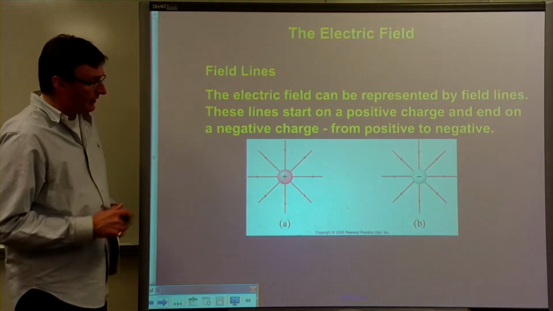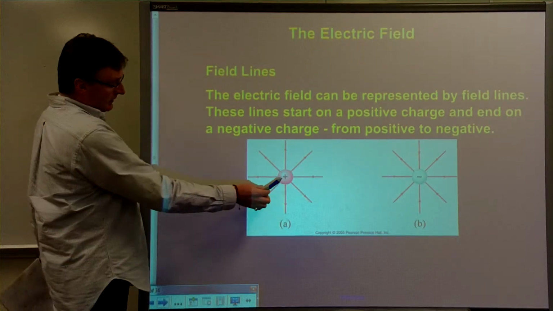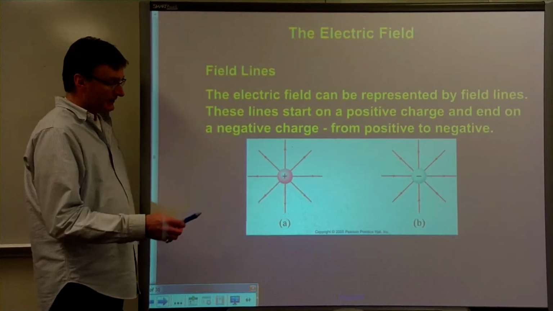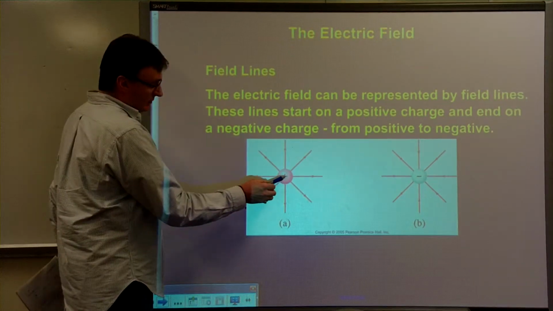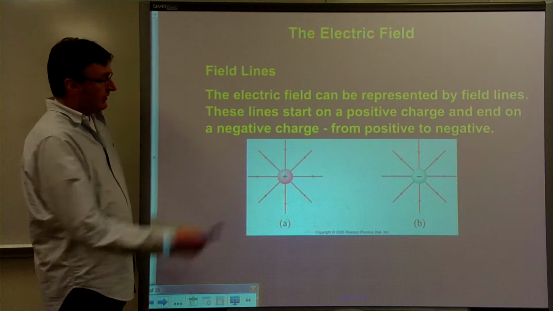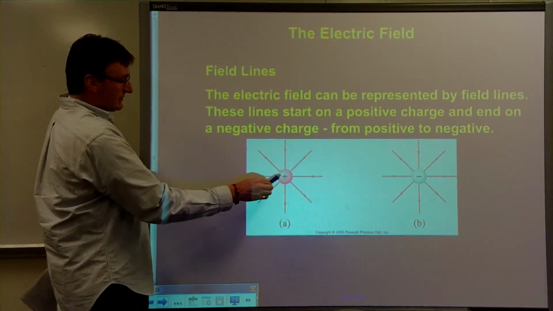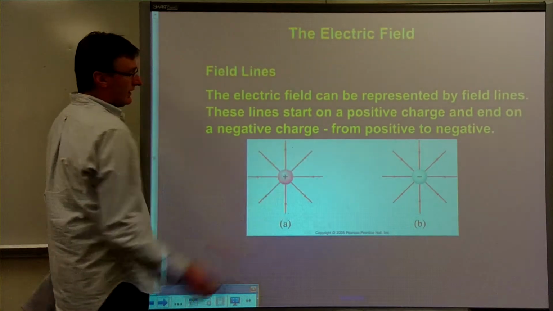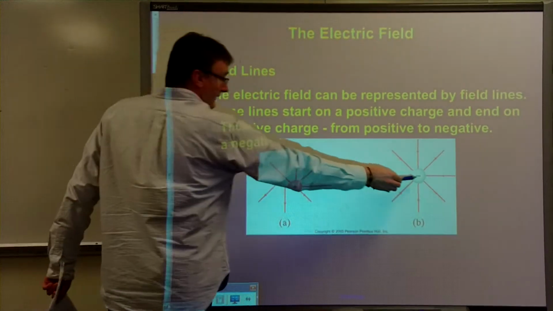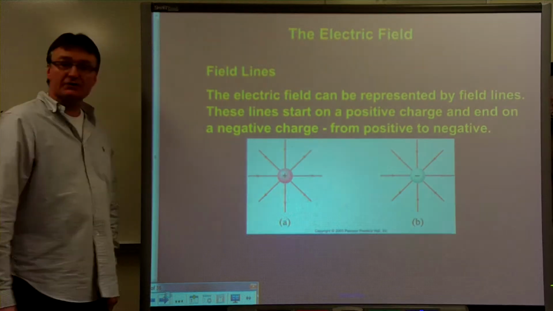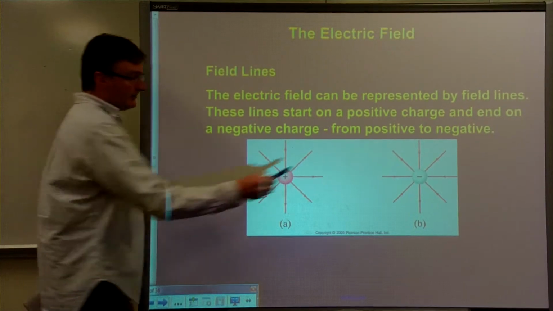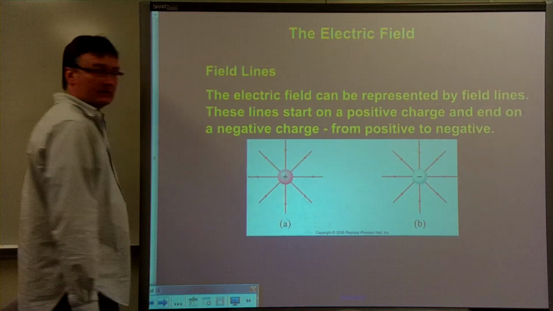So if we look at this diagram right here, we have a positive point charge and it is producing an electric field whose direction is away from that positive charge. And so, as it says here, it starts on a positive charge and goes toward a negative charge, or away from that positive charge. If you have a negative charge producing an electric field, then the direction of that will be toward that negative charge.